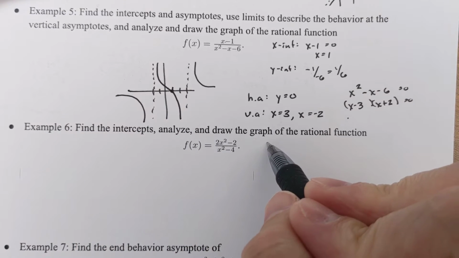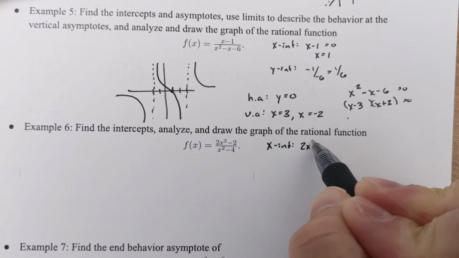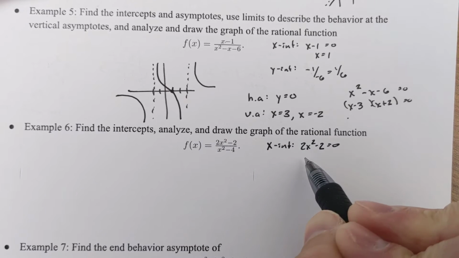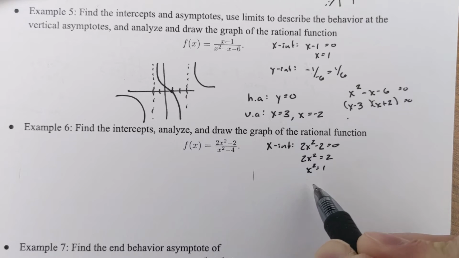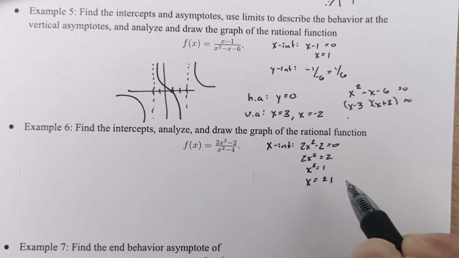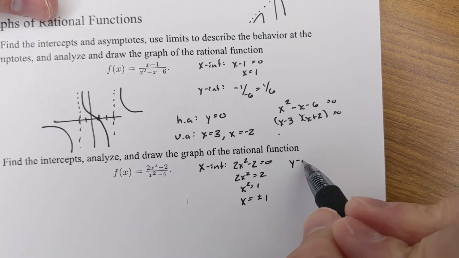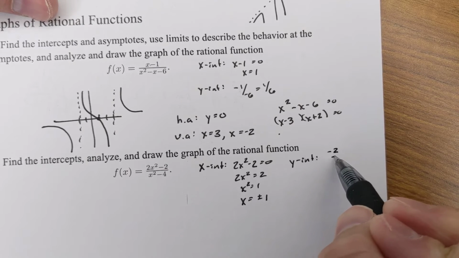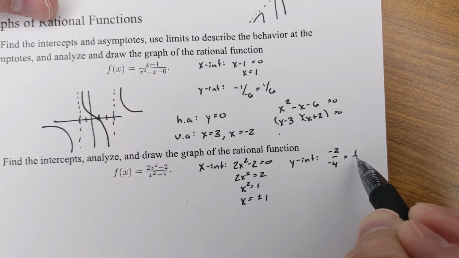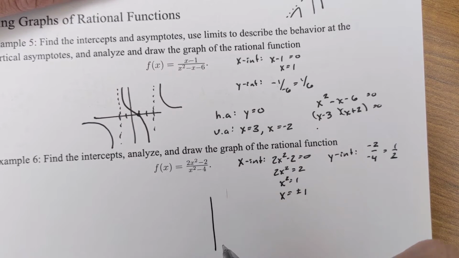So for the intercepts, to do the x-intercept, we set the numerator equal to 0. So 2x squared is equal to 2, x squared is equal to 1, so x is equal to positive or negative 1. Because remember, when you take the square root, you get 2 solutions. For the y-intercept, we plug 0 in for all the x's, which gives me just -2 over -4, which is positive 1/2. And then we'll sketch the graph here.